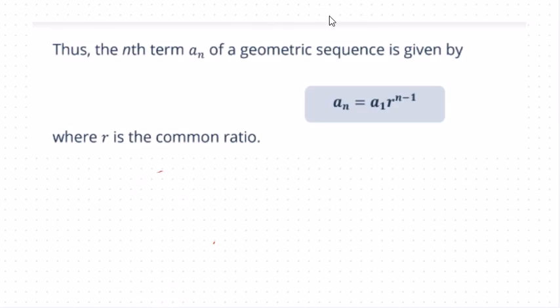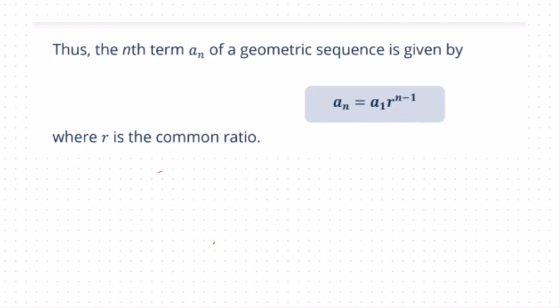Now we will go to how to get the nth term of the geometric sequence using the general rule or formula of the geometric sequence, where r is the common ratio. This is the general rule in getting the nth term: a sub n is equal to the first term, a sub 1, multiplied by r raised to the power of n minus 1.